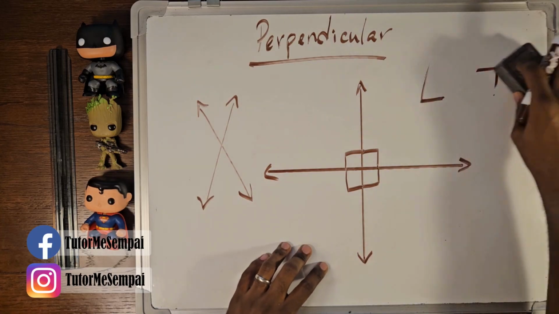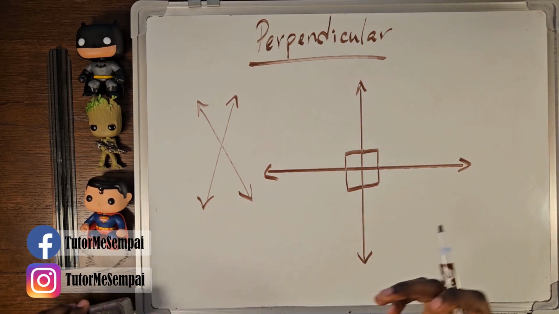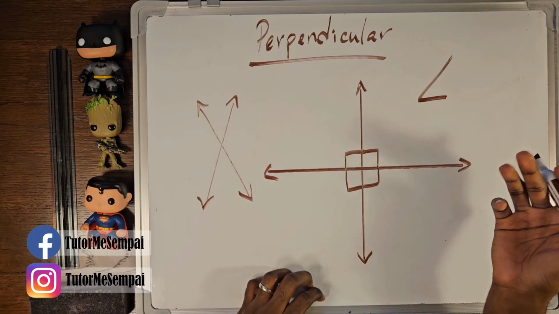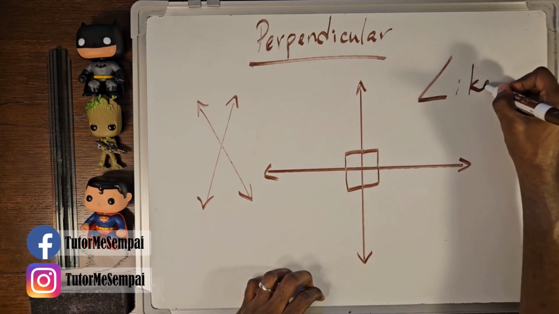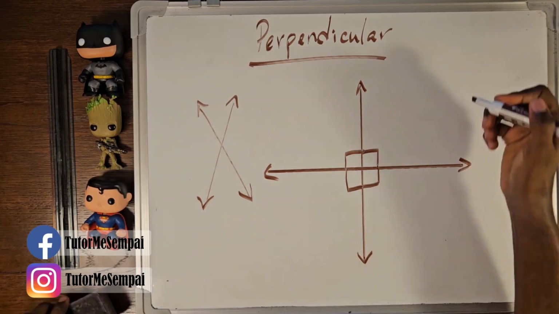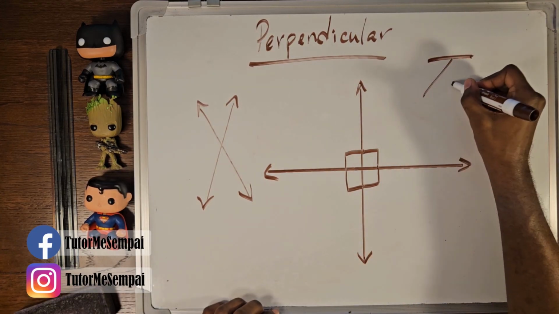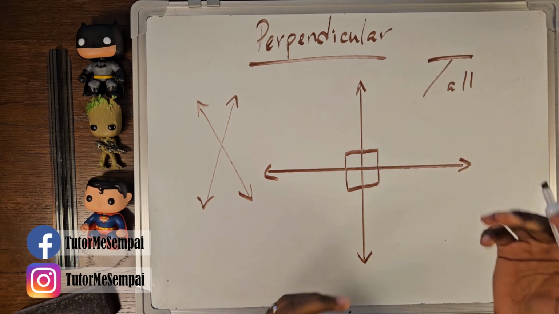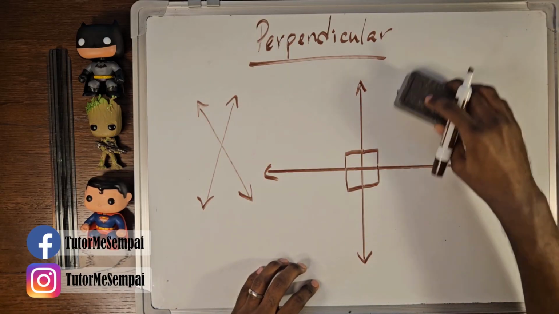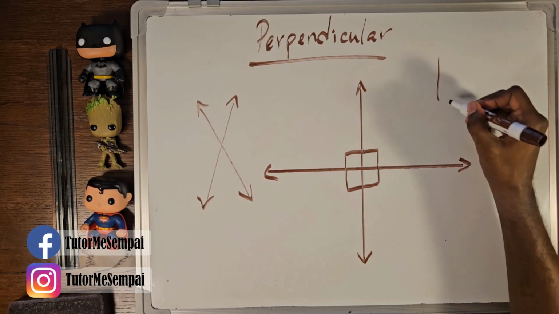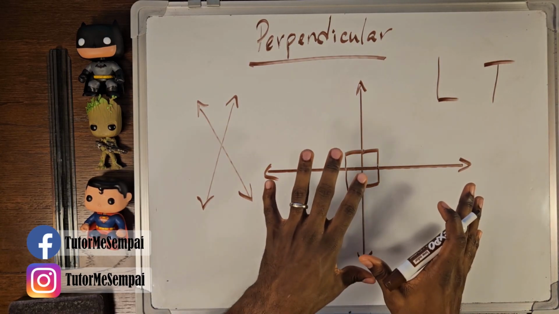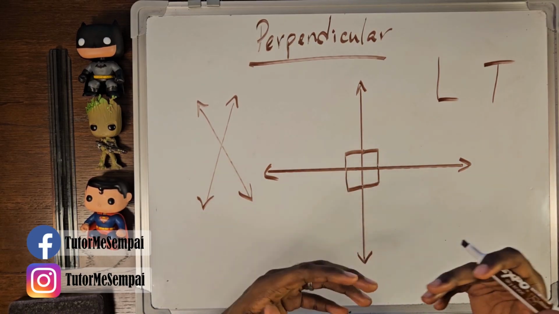Now, my L and T here are not the best. But if you had an exaggerated L like this, that's not how you would write your L's. You wouldn't write it this way, right? Just like you wouldn't have tall written this way, right? We don't want to have our lines wobbling all over the place. We want them to be nice and straight. So a straight L and a straight T, right? That's going to be what you're looking for in perpendicular lines.